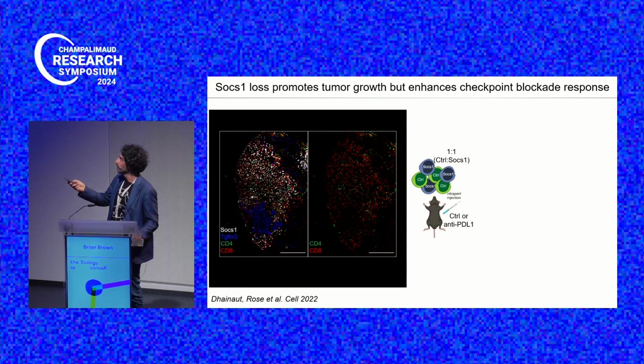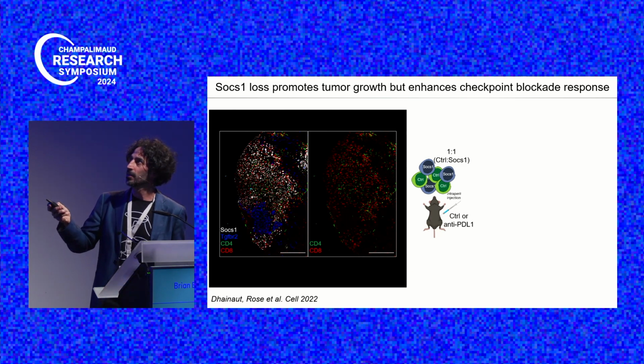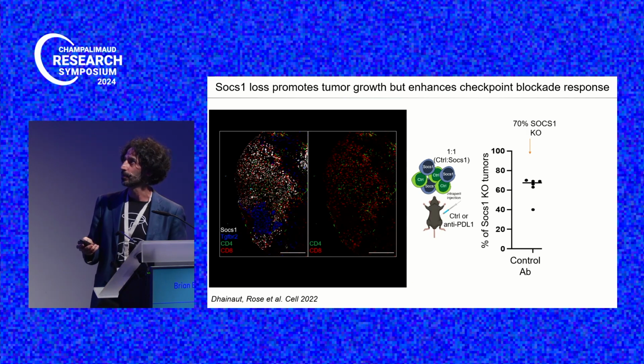So we made a prediction. This allowed us to make a prediction, which is that this tumor would be more responsive to immunotherapy. So this is a mouse. We took the mouse and we injected it with a 1-to-1 mix of control and SOX1 knockout tumors.